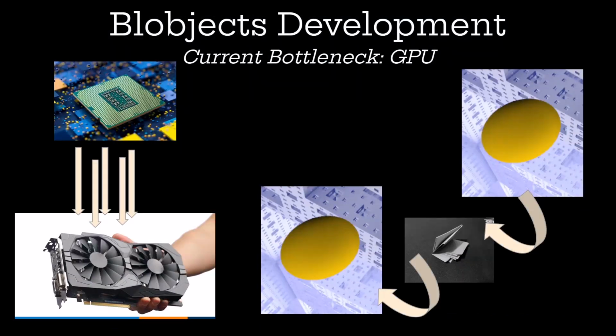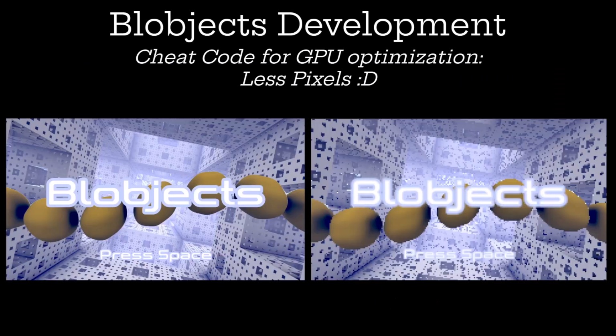The current bottleneck is the GPU, I think, actually, because the way I'm doing it is I'm sending all the transforms of all the objects that are floating around to the GPU, and then they're looping through each of those and rendering them to the screen, which isn't very efficient. But there's a cheat code for GPU optimization. You can just have fewer pixels on the screen. So if you want to play this at like 1000 FPS, you could just turn down the resolution really low, and it works just as well. However, this is sort of a cheat code.